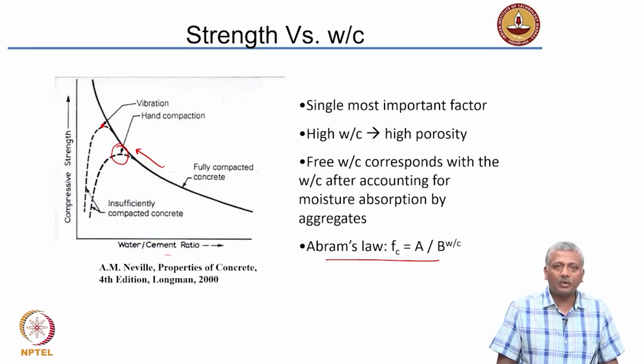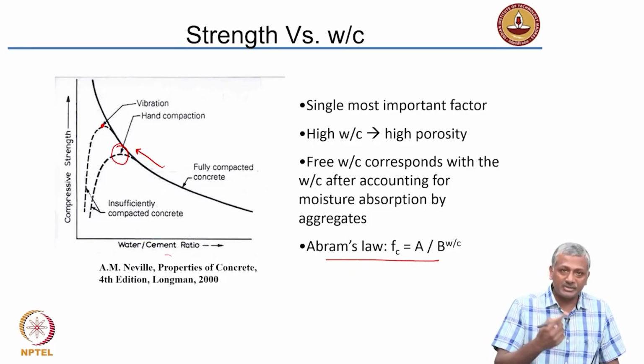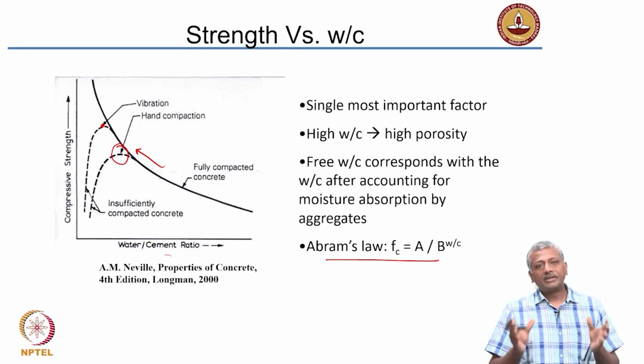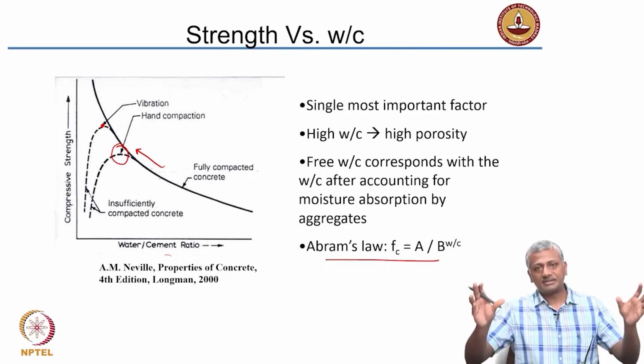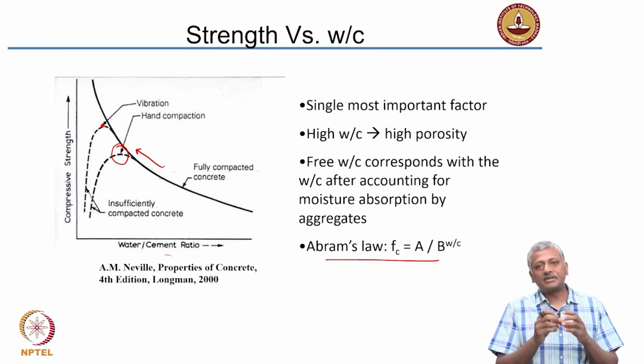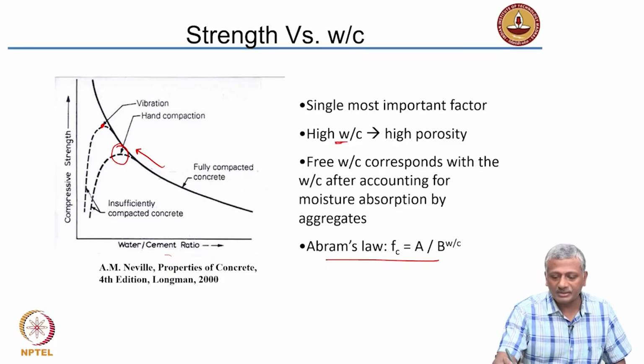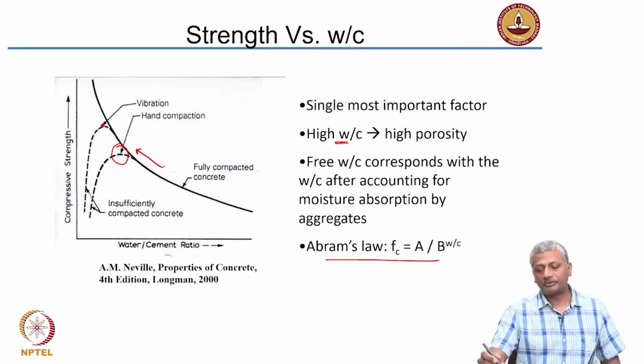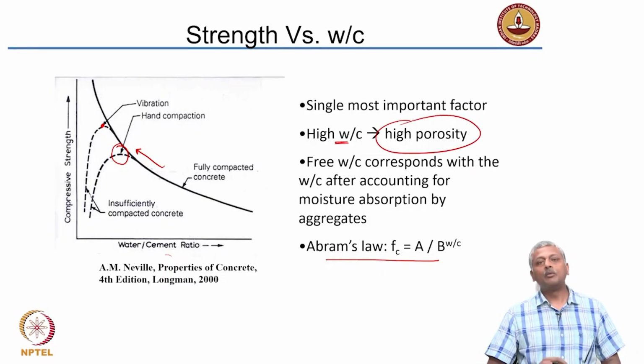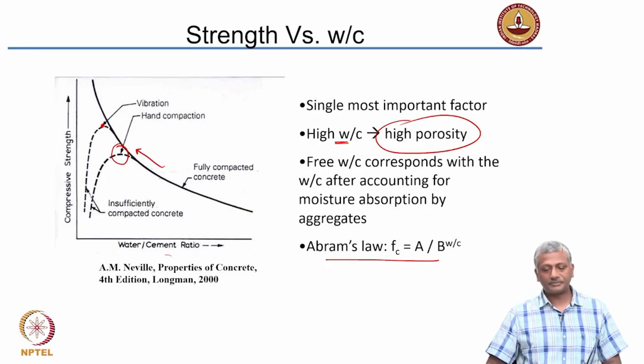Why is high water a problem? As we have discussed before, in the initial system you have water and cement. Volume is occupied by water and cement, okay. As the cement hydrates, the hydration products fill up the volume. But if you have more water to begin with, you have more porosity. The more the porosity, the lower the strength, okay.